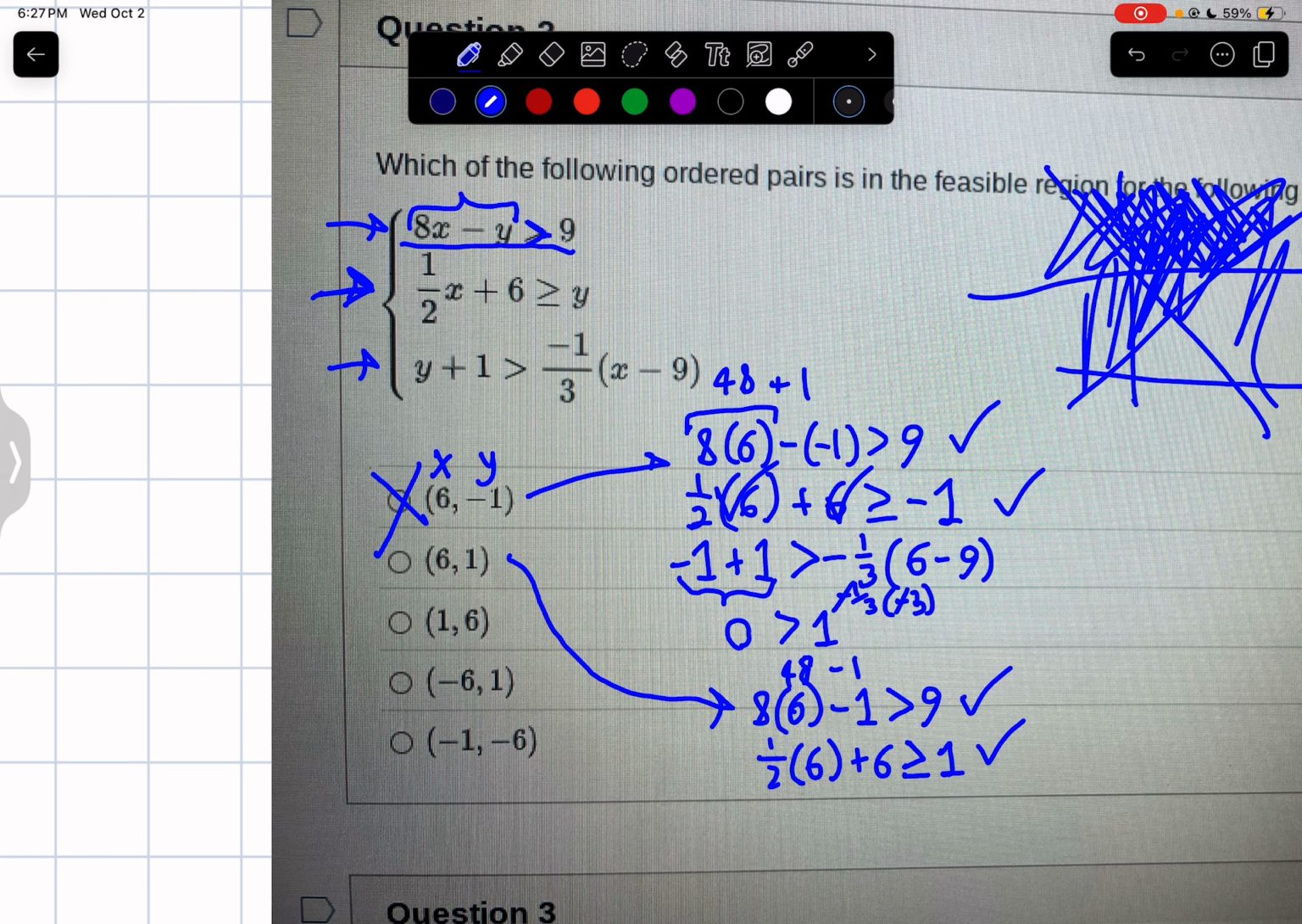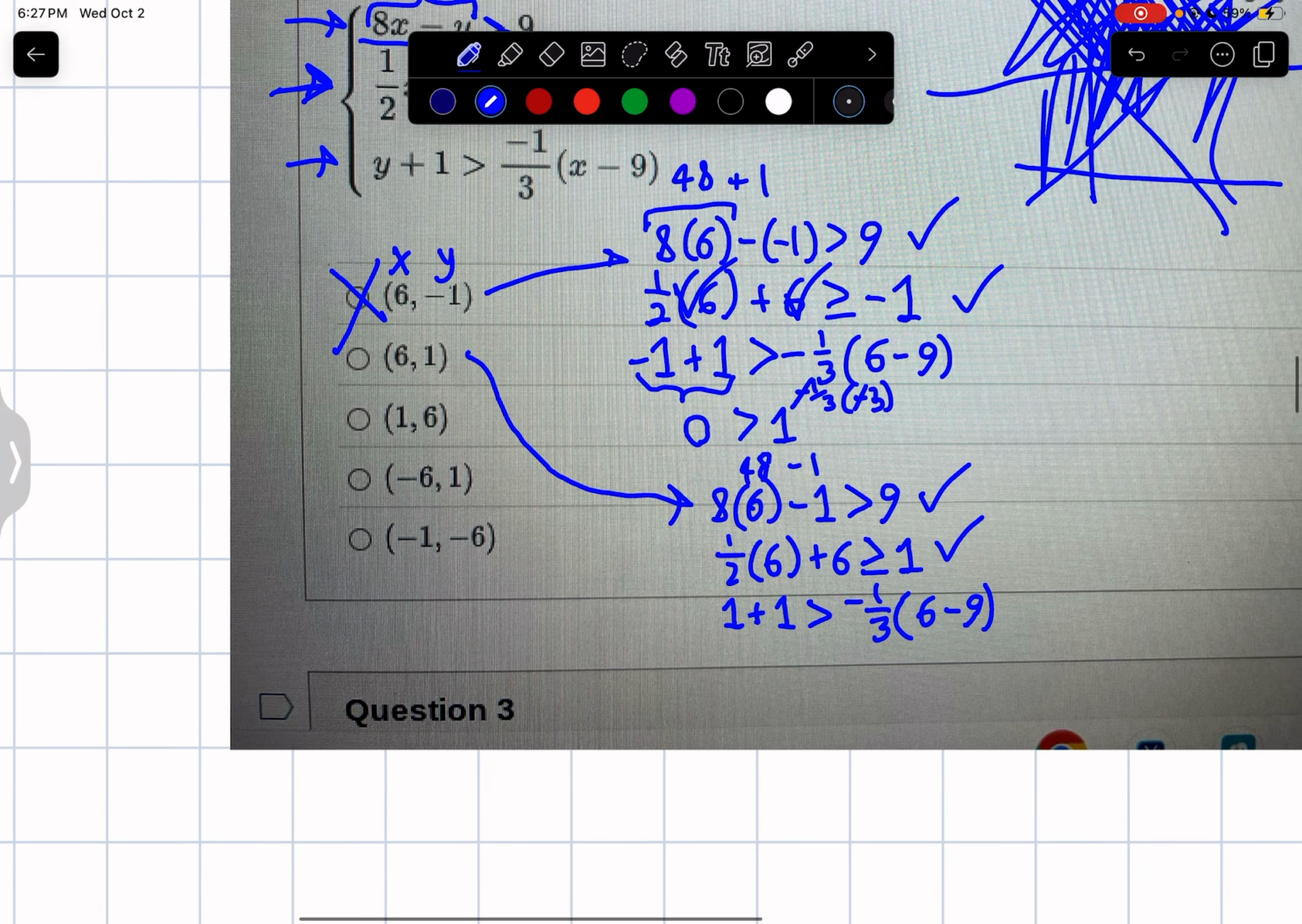And lastly, y plus 1, so 1 plus 1, is greater than -1/3 times 6 minus 9. Again, I don't know if this is true right away. I'm going to have to go a little further. I got 2 is greater than -1/3 times -3, which again gives me 1. So 2 is greater than 1, so I did get lucky. It is answer choice B.